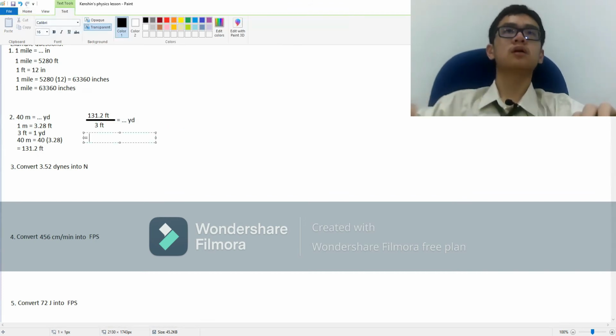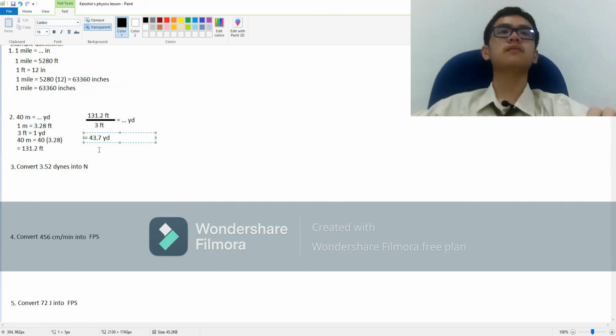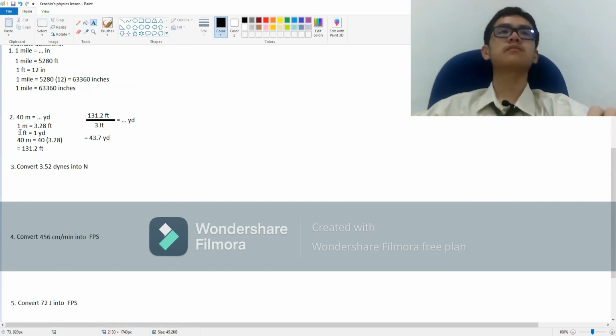So now the end result is 43.7 yards. And it's done. So 40 meters is equal to 43.7 yards. Next, we have 3.52 dynes into newtons.